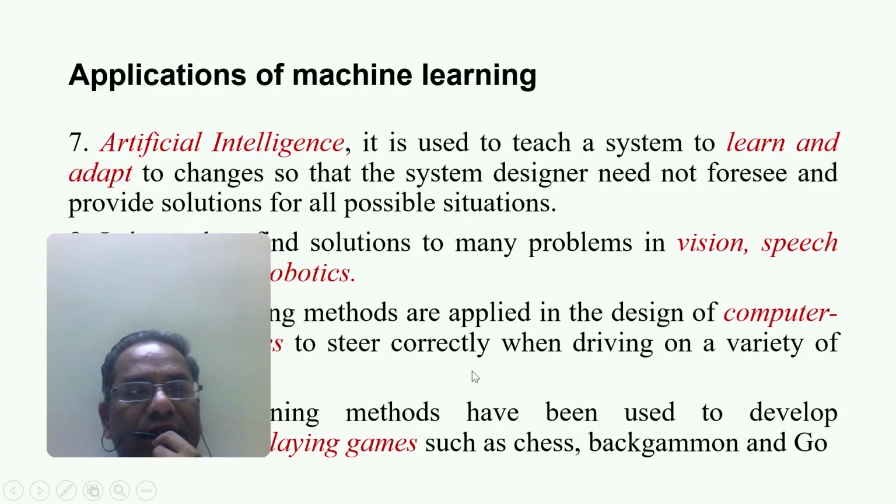The seventh application is artificial intelligence, how to learn and adapt: to teach a system how to learn and adapt, and we need a system designer to force some solutions for possible situations. And the eighth one is finding solutions for problems like vision, speech recognition, and robotics. Machine learning is also used for designing things like controlling vehicles, and there was a driverless car in IIT Hyderabad. They implemented one driverless car on roads.